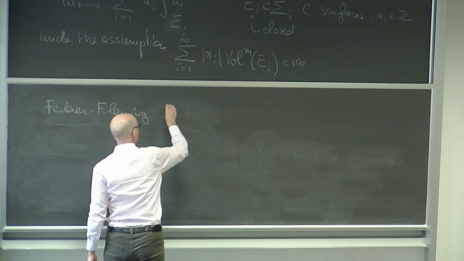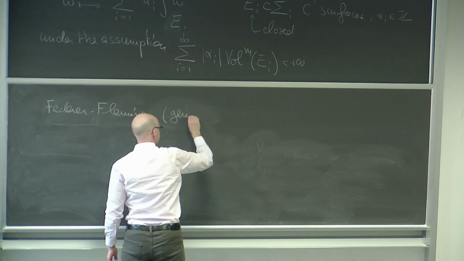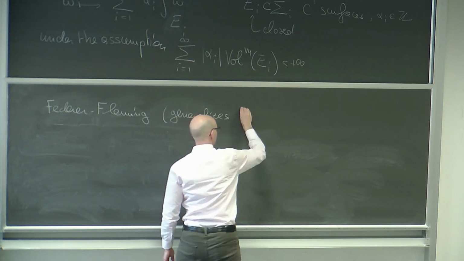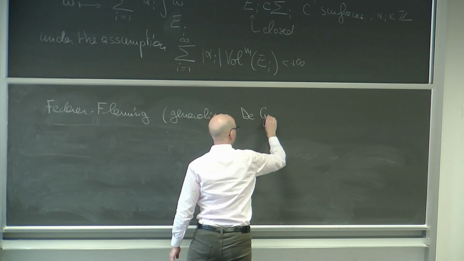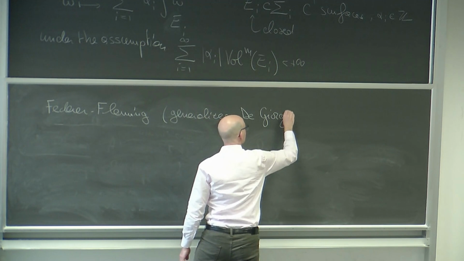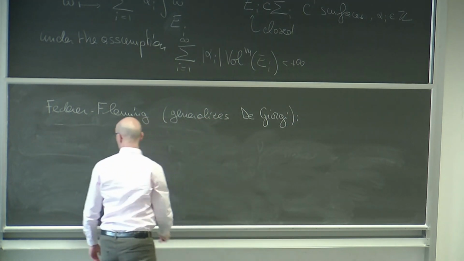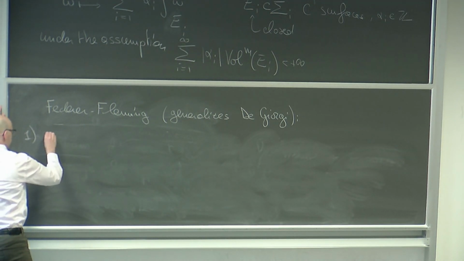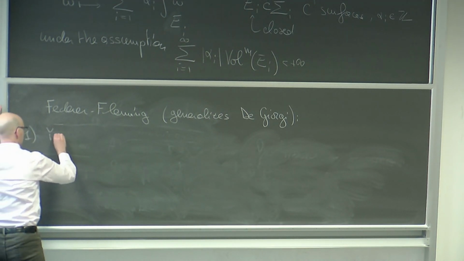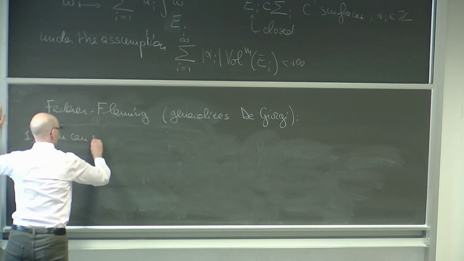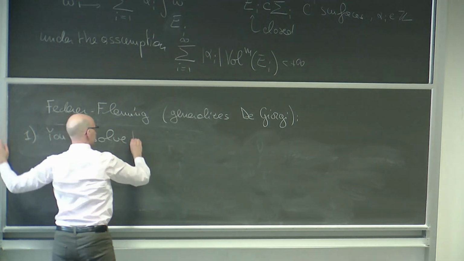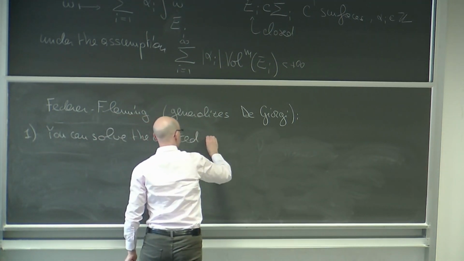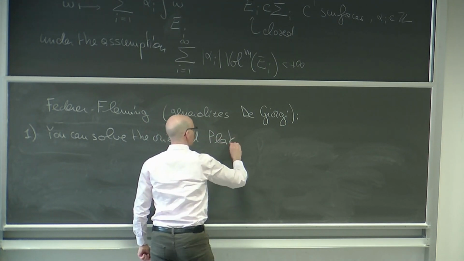which in fact generalizes the theory of sets of finite perimeter by De Giorgi to higher codimension. So the first one is that you can solve the oriented Plateau problem applying the direct methods of the calculus of variations.